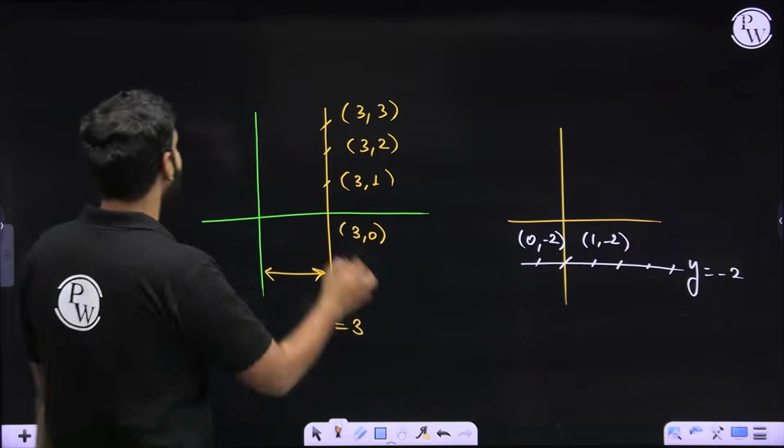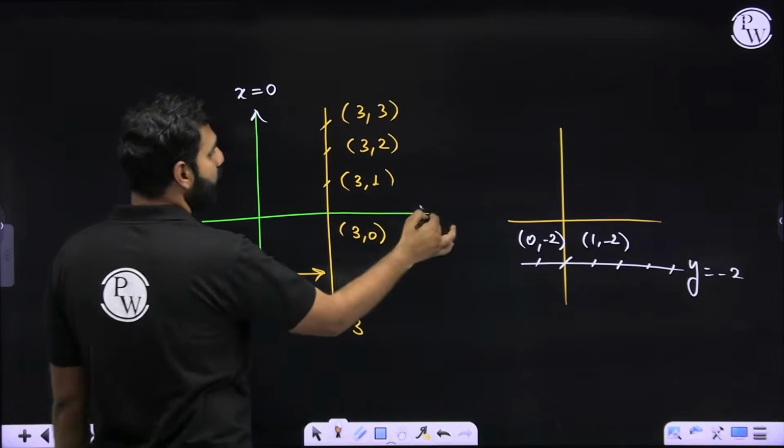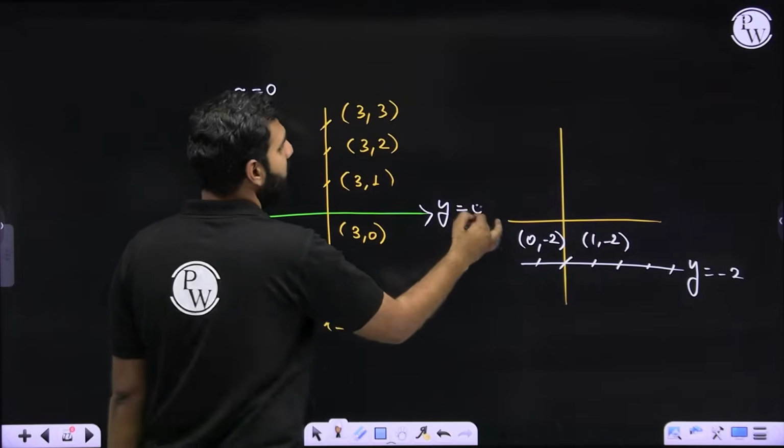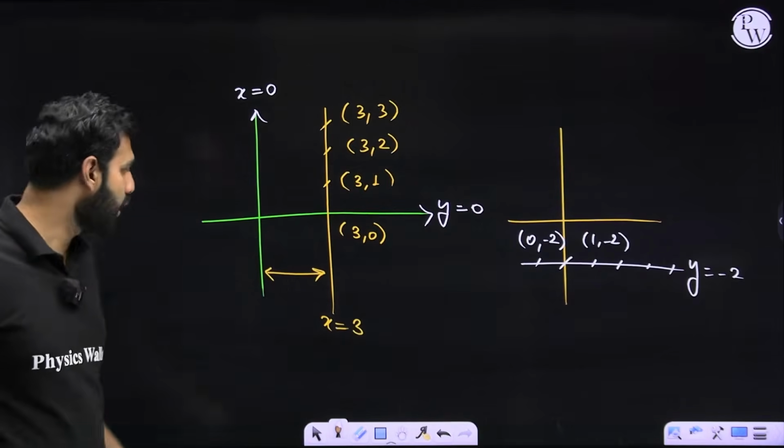Not just that, if I were to ask you the equation of the y-axis, it will be x equals 0. If I were to ask you the equation of the x-axis, it will be y equals 0. Did you get that conclusion? Why? I hope you're able to make a lot of sense out of it.